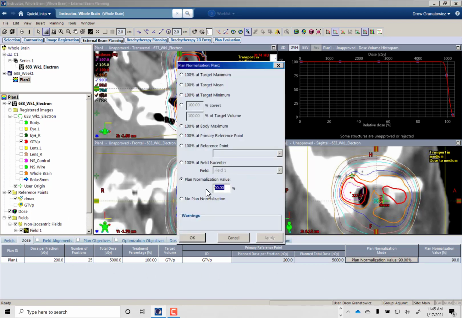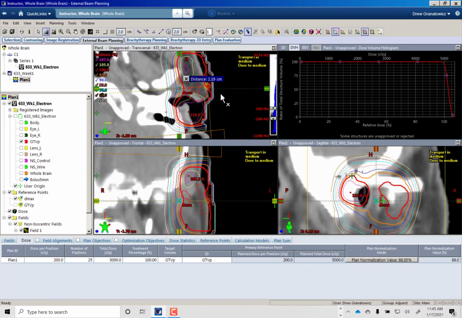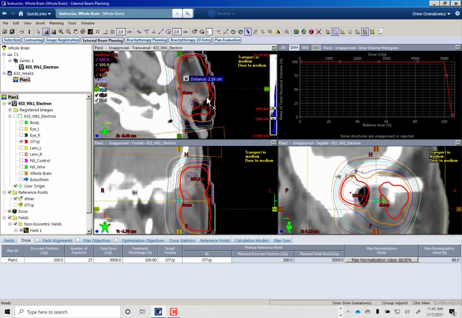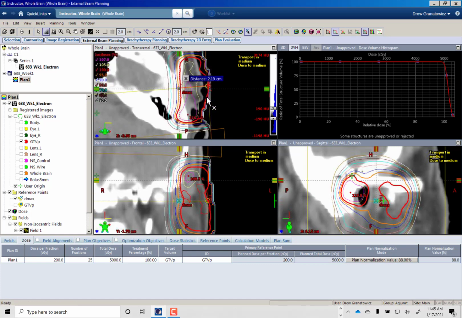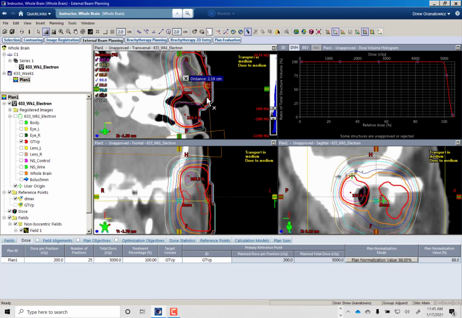I'm going to change this to 88% because I think that's what the doctor would want. It gets us really good coverage. And I would present this to the physician and let him decide what he wants to do. Okay, so it can be a little confusing how to prescribe these.